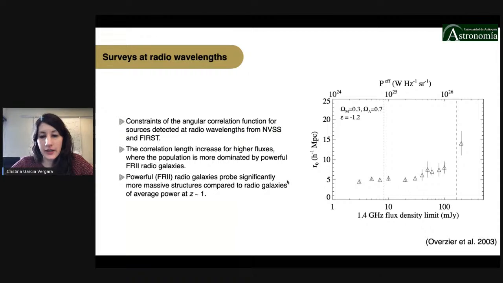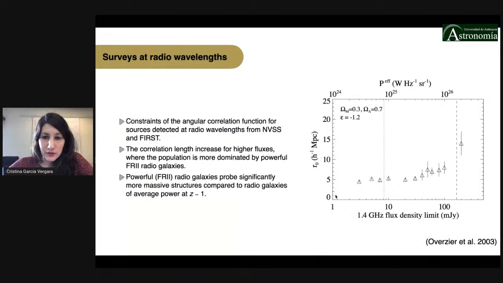This is one work from Overzier et al. 2003. They used data from the FIRST survey and the NVSS to measure the angular correlation function for sources detected at radio wavelengths. As I said, normally at radio wavelengths, we don't have redshift information, unless we have multi-wavelength coverage. Then that was not the case for this survey. Then they only had 2D positions of sources in the sky. And they measured the angular correlation function, and then using the Limber equation, they obtained the R0 parameter.